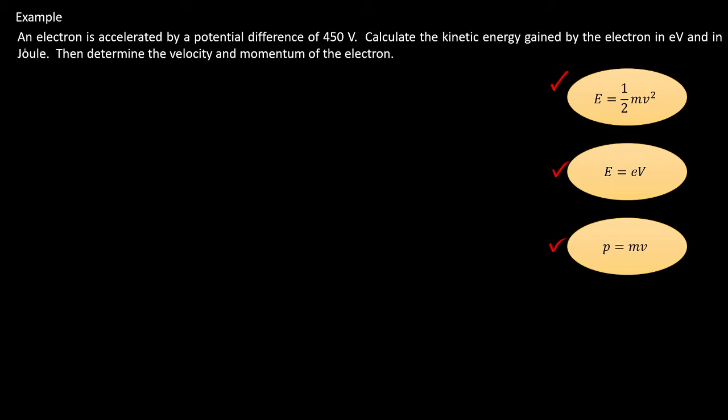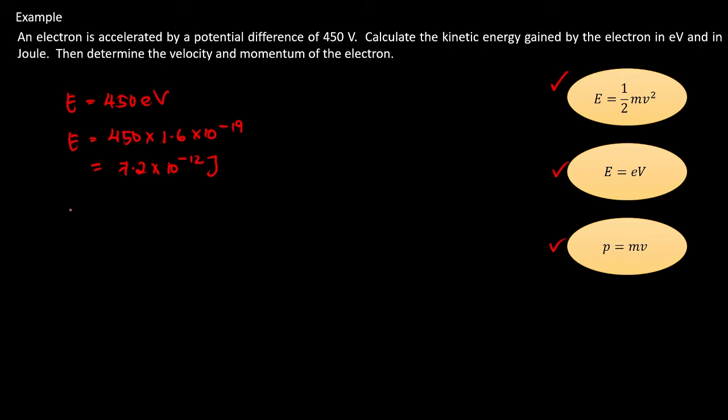An electron is accelerated by a potential difference of 450 volts, so the kinetic energy gained by this electron in terms of eV is 450 eV. For the energy in terms of joule, it is 450 times 1.6 times 10 to the power of negative 19, because we know that 1 eV is equivalent to 1.6 times 10 to the power of negative 19 joule. So 450 eV is equivalent to 7.2 times 10 to the power of negative 17 joule.